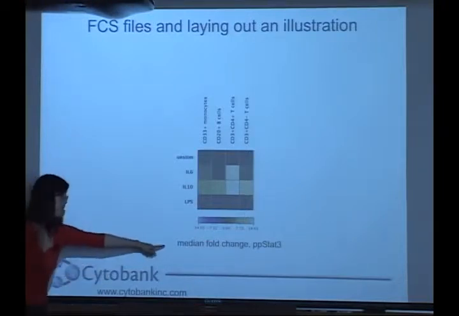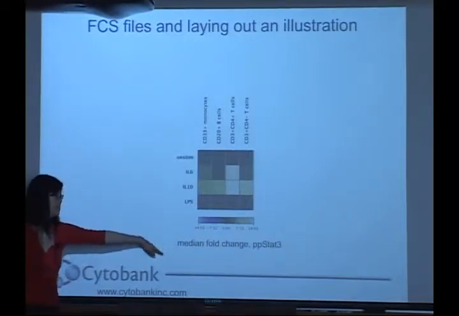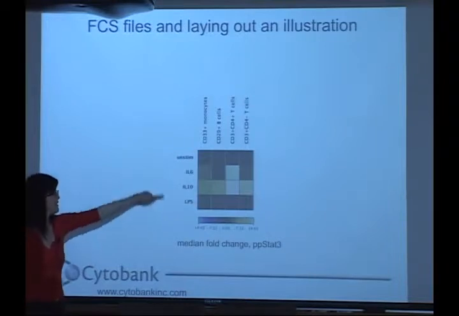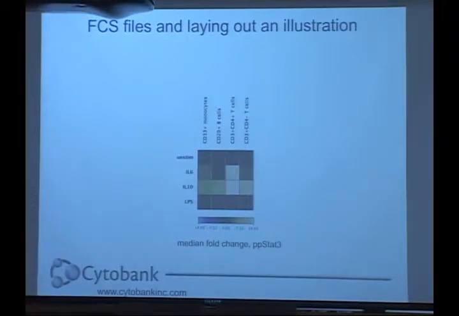Then this is colored by median fold change of phosphoprotein STAT3. So everything's colored as a fold change against the first row. There's a lot of richness in this figure. And the question is, well, what if I want to start playing with it? What if I want to look at it in different ways? Each row in this case is a condition, and each column is a population.